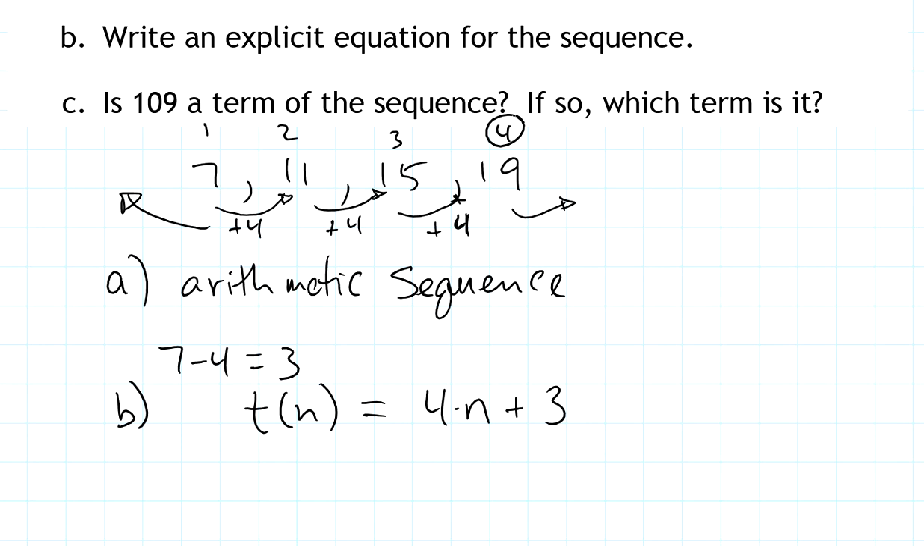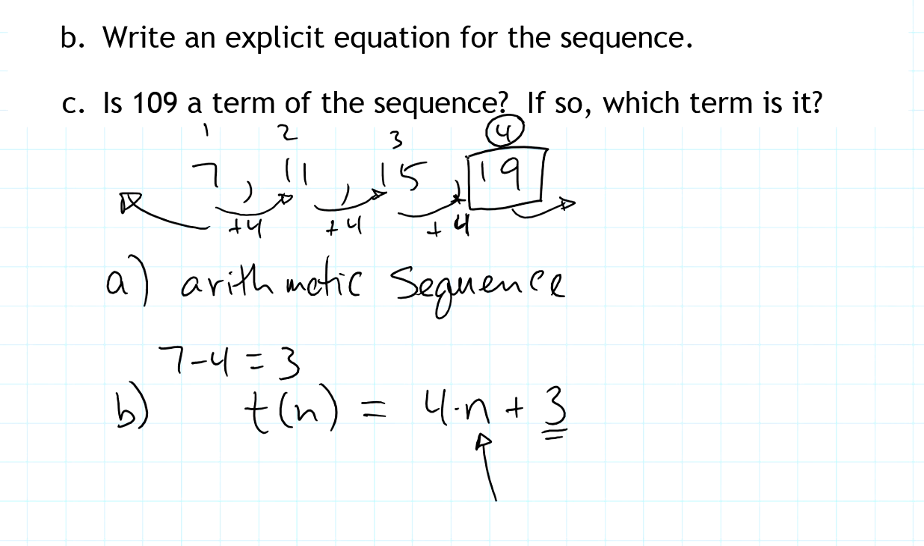If n is the number 4, and I want to know the value of the 4th term in the sequence, you can see when I plug 4 into this, 4 times 4 is 16, plus 3 is 19. So it correctly gives me the output value of 19 when I say I want to know the 4th value. And it would work for the first, second, and the third. So that's the explicit formula.